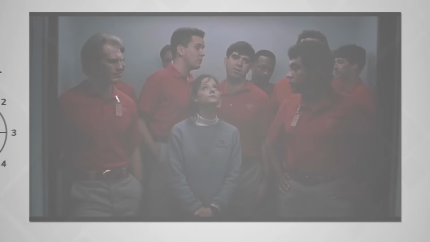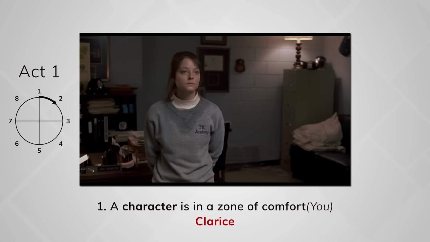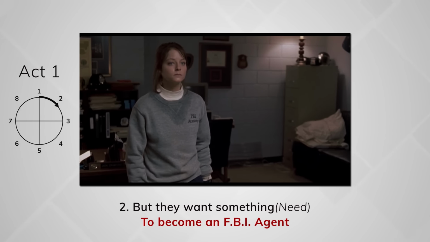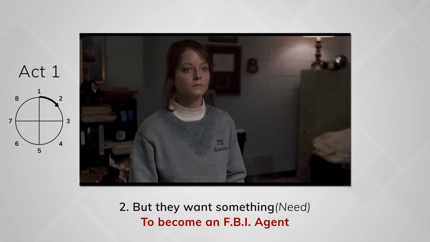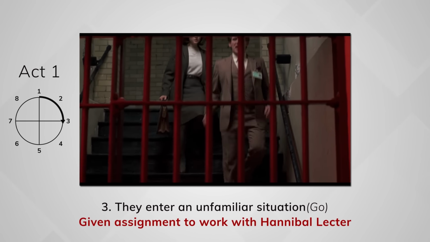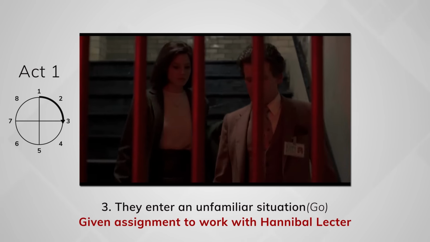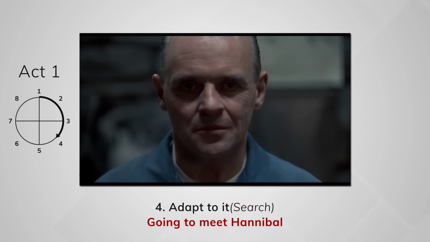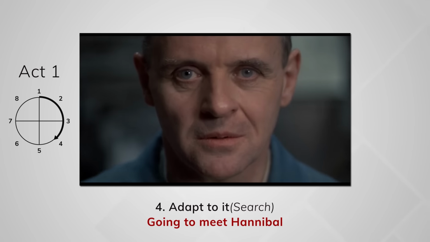So in the first act, Clarice is our character. Clarice's want is to be an FBI agent with the deeper desire to save people. We meet her as she is in training. The act kicks into gear when Clarice is given an assignment to speak with the serial killer Hannibal Lecter. This places Clarice into an unfamiliar situation. She adapts to the new situation and goes to speak with Hannibal.